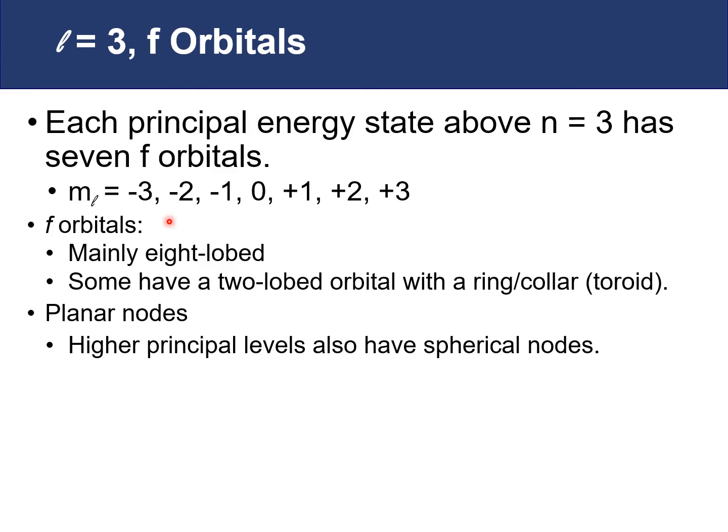The f orbitals are fairly complex. They comprise mainly of 8-lobed orbitals that contain 3 planar nodes that bisect them. There are, however, a couple that have 2-lobed orbitals that look somewhat like p orbitals, again with our ring collar toroid sections in them. The f orbitals all have planar nodes, and the higher principal levels will also have spherical nodes. So for our n equals 5 and higher, you will have spherical nodes which are located within the f orbitals.